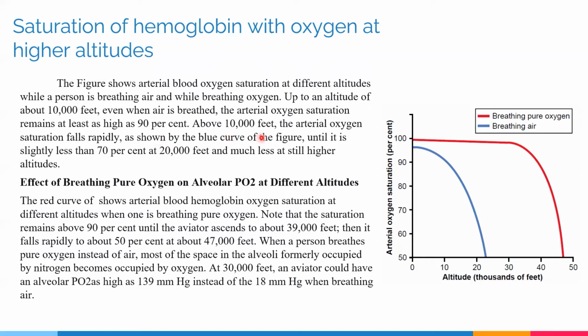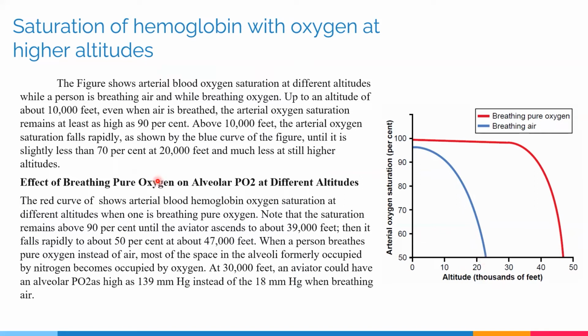Above 10,000 feet, the arterial oxygen saturation falls rapidly, as shown by the blue curve in the figure. We can see a sharp drop in the oxygen saturation until it is slightly less than 70% at 20,000 feet and much less at still higher altitudes. So this was the case when a person is breathing air at higher altitudes. The arterial oxygen saturation drops sharply after one ascends above 20,000 feet.